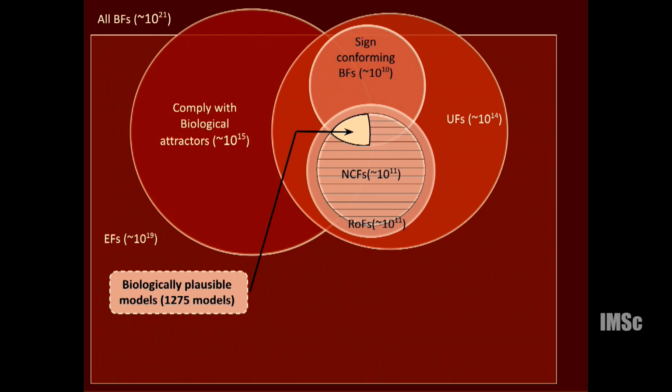And if you were to restrict to NCFs which conform to the signs and to the 4 attractors, we get back, actually from 10 to the power 21 to 10 to the power 14, to only 1275 models. Okay. So as you can see, we can get down to a manageable number by leveraging the design principle of nested canalizing functions.